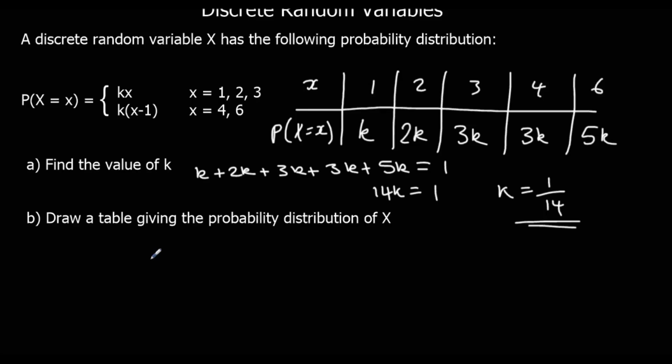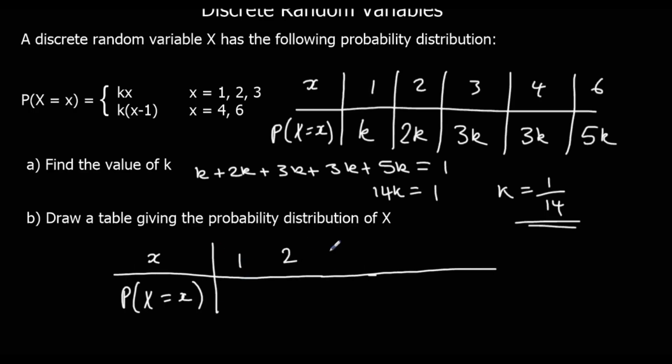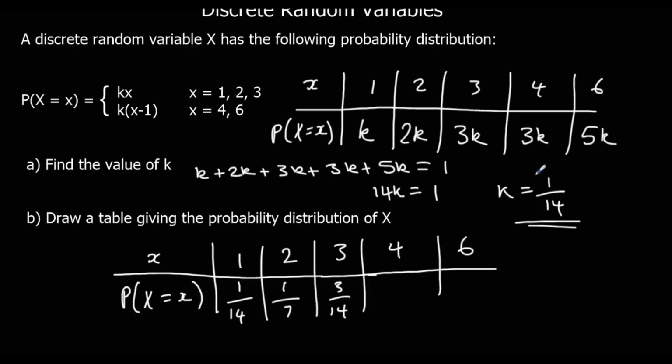So we can redraw our probability distribution. So k is 1/14. So the probability of 1 is 1k. That's 1/14. For 2, it's 2k, which is 2/14, or we could write 1/7. For 3 is 3/14. For 4 is also 3/14. And for 6 is 5/14.